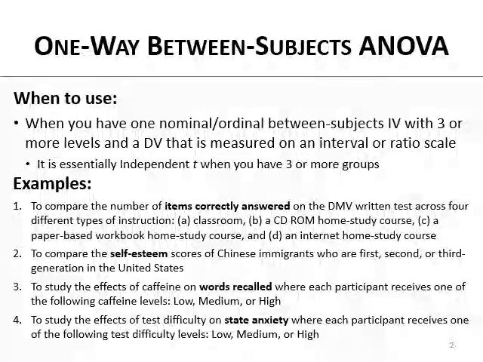Finally, let's say you wanted to look at the effects of test difficulty on state anxiety. This is going to be the one we analyze later too. So each participant receives one of the following test difficulty levels, low, medium, or high. So again, we've got a 3-level independent variable, whether the initial test they take is low difficulty, medium difficulty, or high difficulty. And the DV we're measuring is state anxiety, psych measure, so it's interval or ratio.